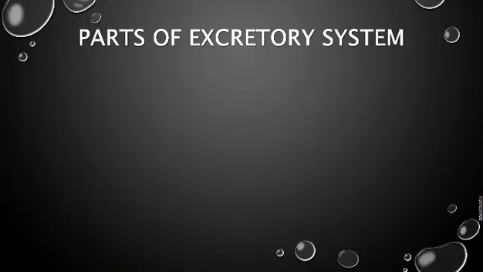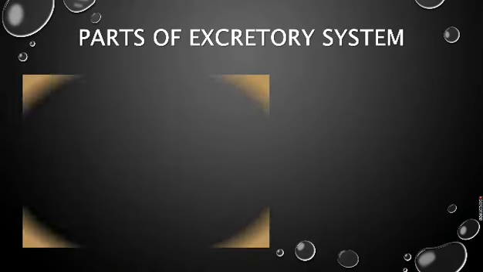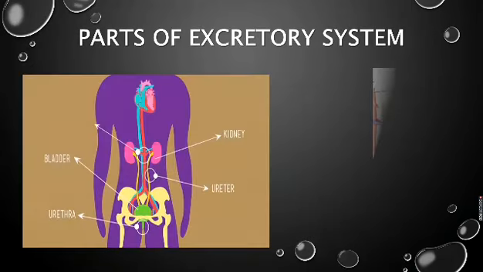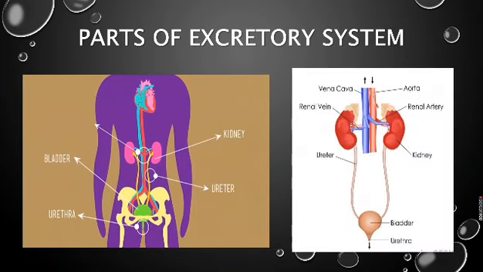Then the parts of the excretory system which carry on the process of excretion are four types. First is the kidney, second is the ureter, third is the urinary bladder, and fourth is the urethra. In the right picture you can see a diagrammatic study of the excretory system where you can see kidney, ureter, bladder and urethra.